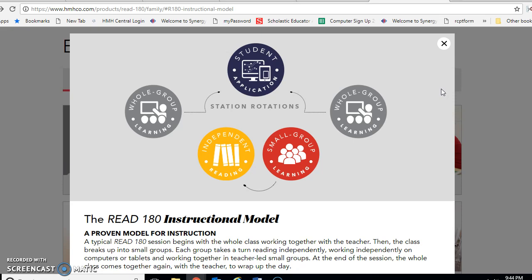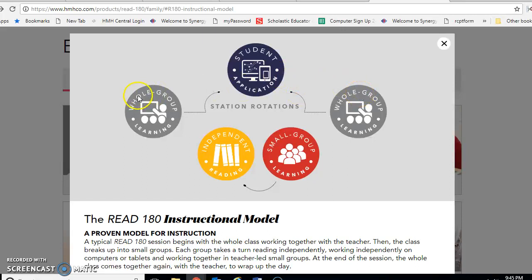I have another teacher that teaches Read 180 within the district at the middle school level, and he is going to be a great resource for me, as I'm the only Read 180 teacher in my building. So I'm kind of like a team on my own here with this, and I will be contacting him and using his ideas as well. But this instructional model kind of gives a good idea on the student station rotations that we have within the Read 180. We have the student application model, and this is the computer adaptive software that the students use.